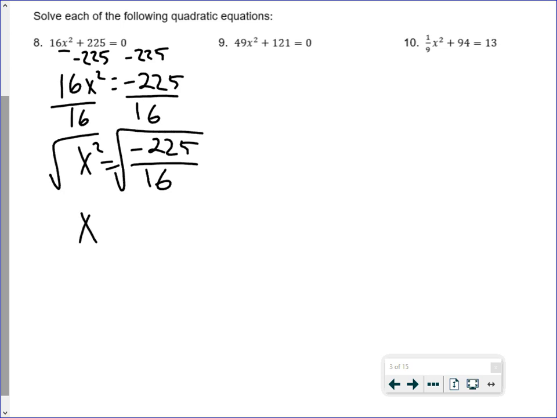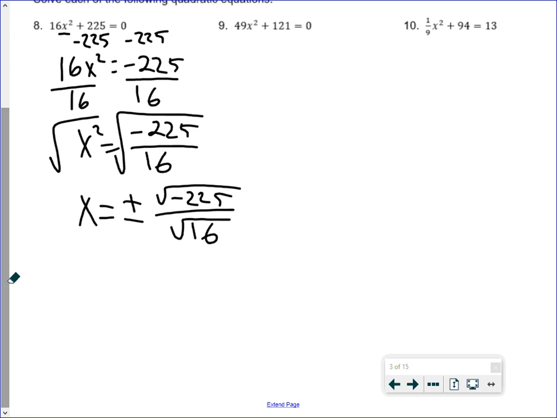We're left with x equals plus or minus the square root of negative 225 all over the square root of 16. Right? You can distribute that square root to the top and the bottom of a fraction. And also do not forget that plus or minus, since we are taking the square root of a variable, you have to account for both numbers, the positive and the negative version.